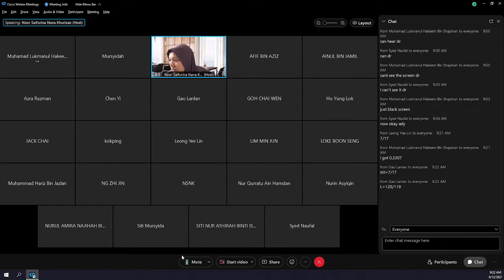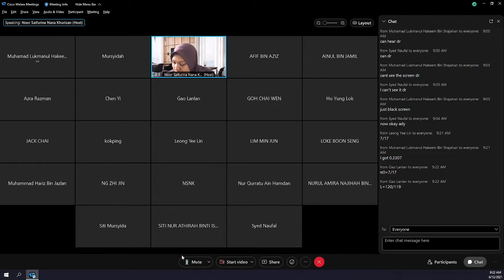Just proceed and calculate now. Gao Lan Lan got her pi naught equal to 7 over 17, so that should be 0.4118. And then Gao Lan Lan said the L is equal to 120 over 119. Anyone else want to share your solution for pi naught and L for the new system, MM2Q?